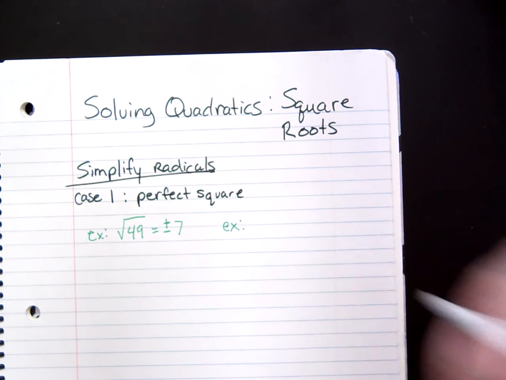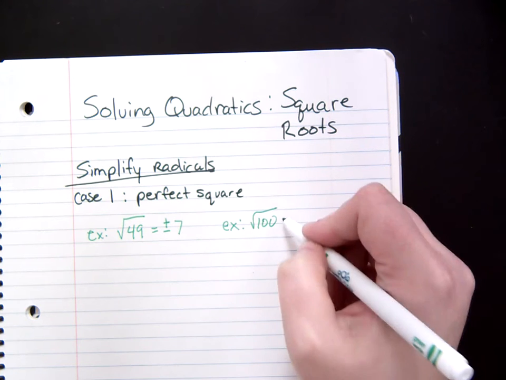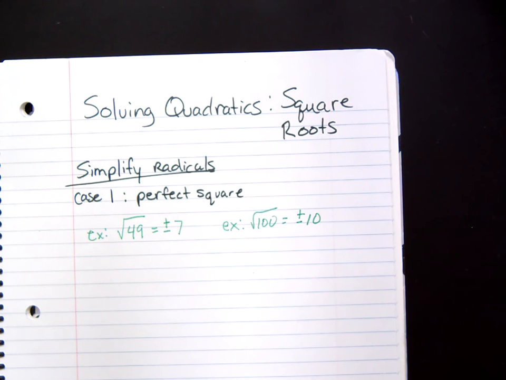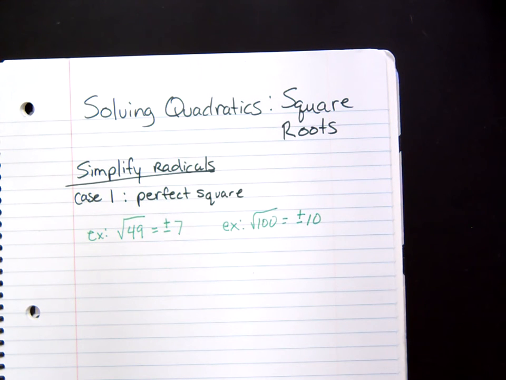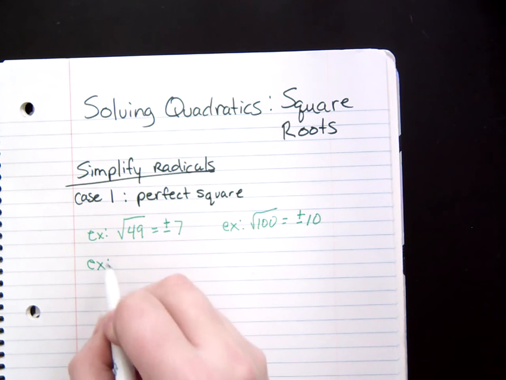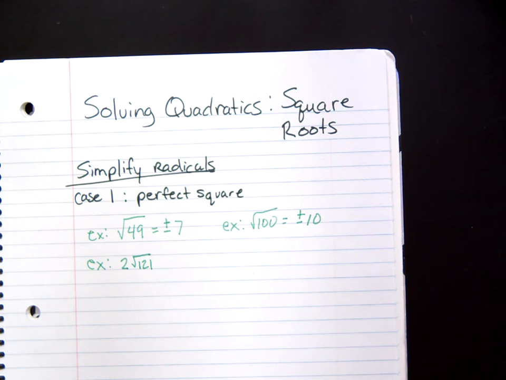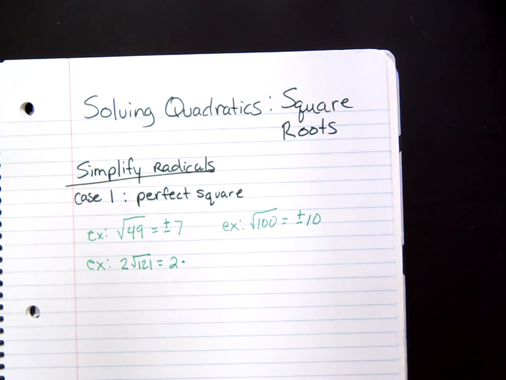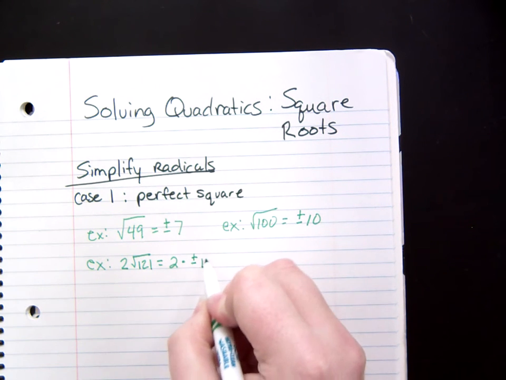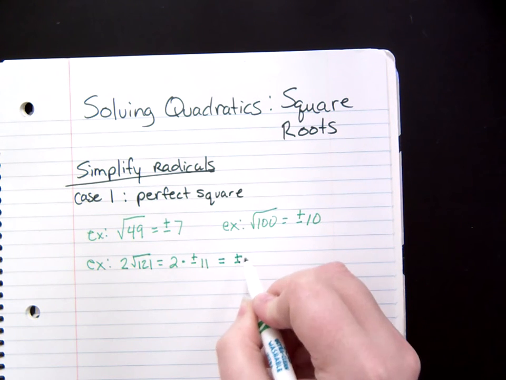Another example, just to show you, square root of 100. Square root of 100, positive or negative 10. Because again, you can do 10 times 10 to get 100, or negative 10 times negative 10 to get 100. Now, let's say though that there was a coefficient in front. So 2 times the square root of 121. Well, that's 2 times the square root of 121, which is positive or negative 11. Which means I'm going to get either positive or negative 22.